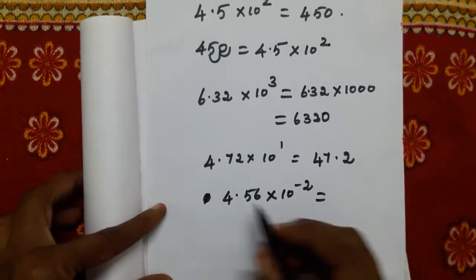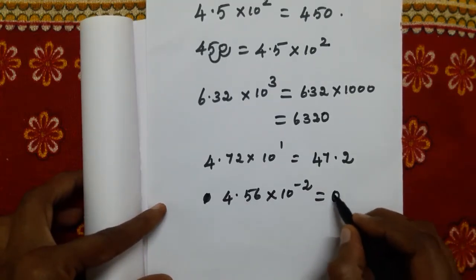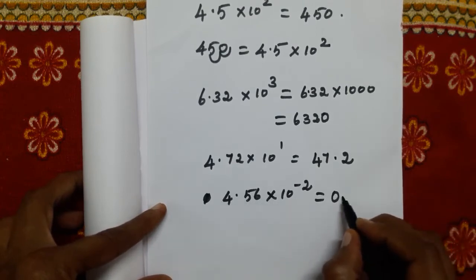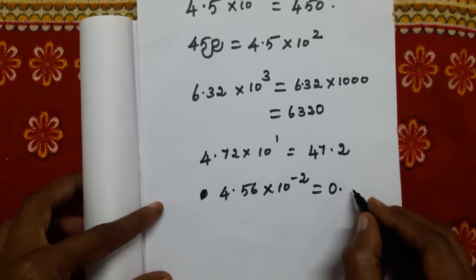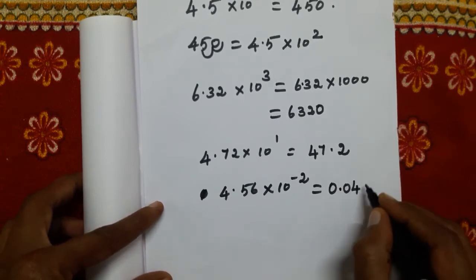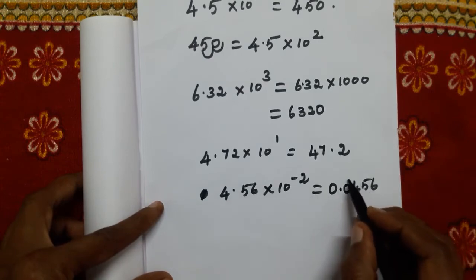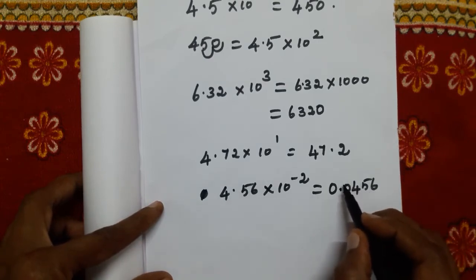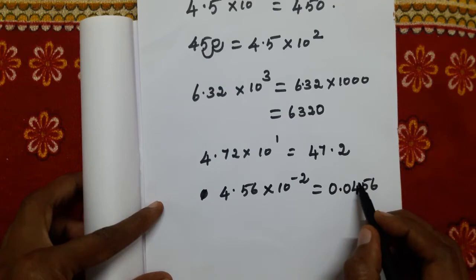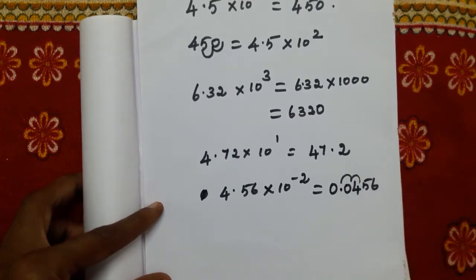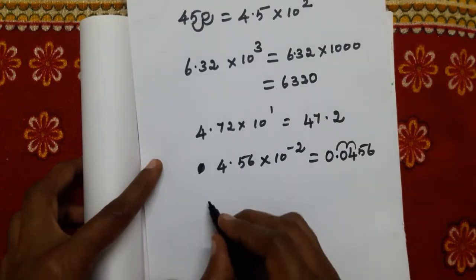So what we have to do? How many digits are there? Only 1 digit is there. So we have to write one more digit, 0, 4, 5, 6. 1, 2 digits we moved the decimal point. Here already the decimal point is there. One more example.